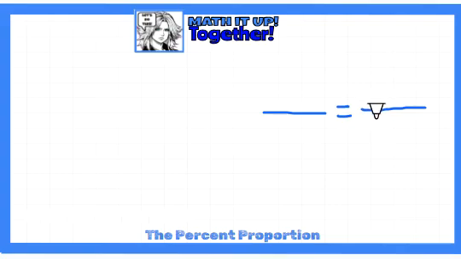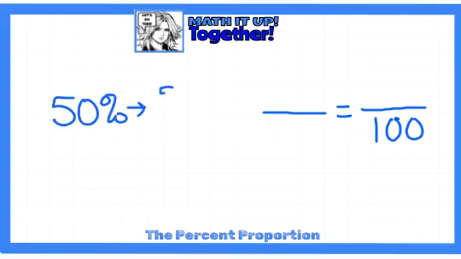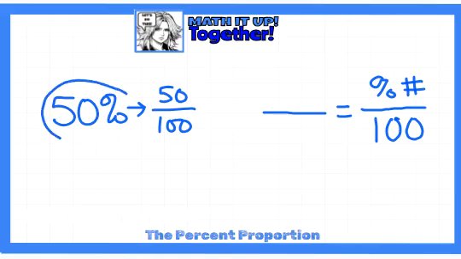What's going to be true of the percent proportion is it's always going to have a denominator of 100 because we're going to be working with a percent number. For instance, 50% means 50 out of 100. So that's how we're going to be using our percent number in the proportion. And we'll go over examples of that. If we see a 50% in our problem, that 50, the percent number, will go right here over that 100.